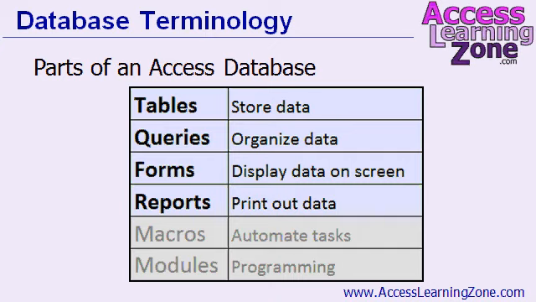Now I have macros and modules grayed out because you can build a fantastic database in Access without ever using them. All you really need are tables, queries, forms, and reports.